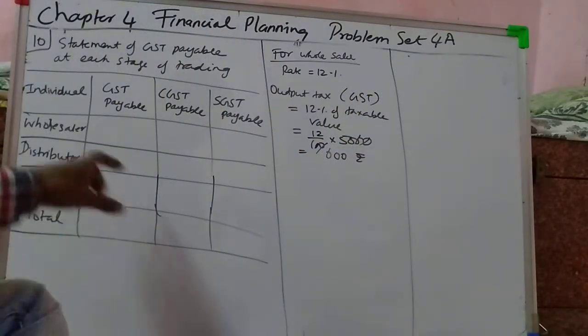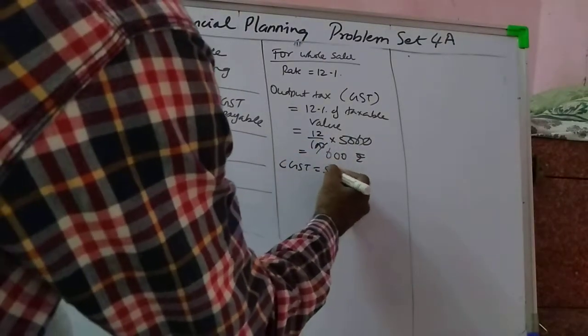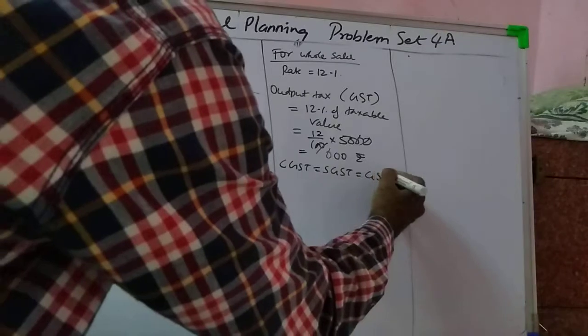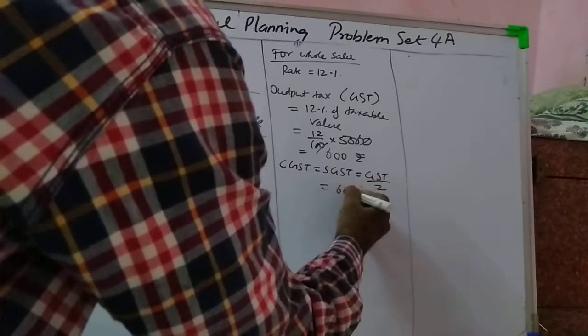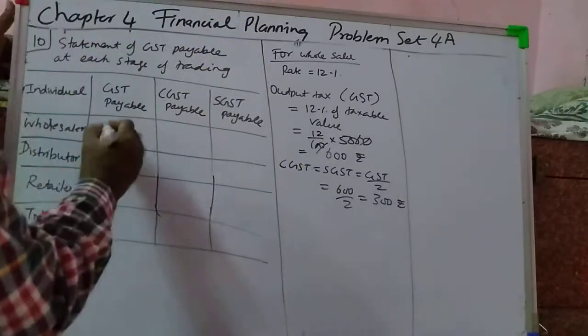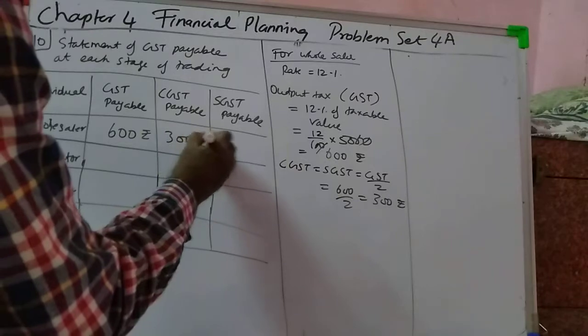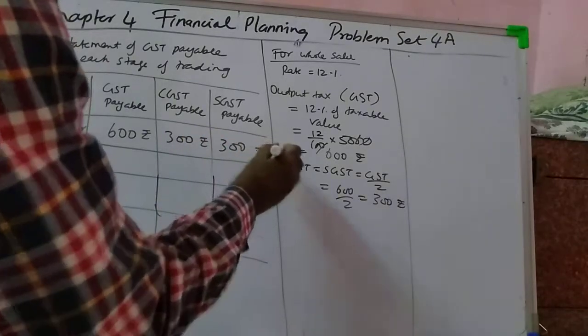So now you want to find this, so you have to divide it. CGST is equal to SGST is equal to GST divided by 2. So 600 divided by 2, that is 300 rupees. So we will write it here: 600 rupees, 300 rupees, 300 rupees.